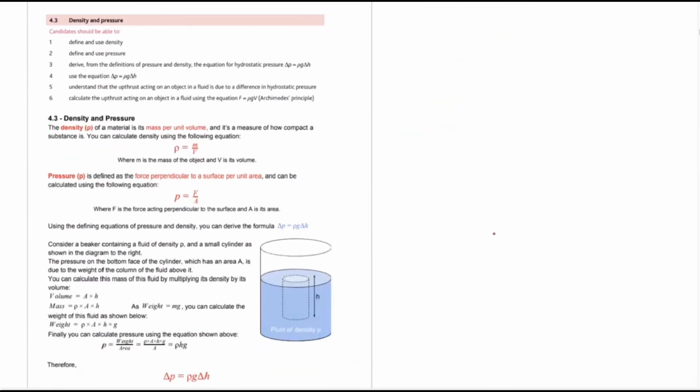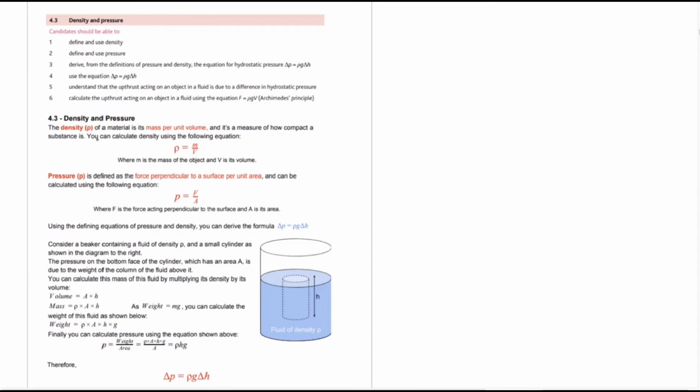Now 4.3, density and pressure. The density of a material is its mass per unit volume. So we take mass divided by volume, and it's a measure of how compact a substance is. If it's very compact, then it sinks in water. If it's not that compact, it's low density, then it floats. So the idea is like that.